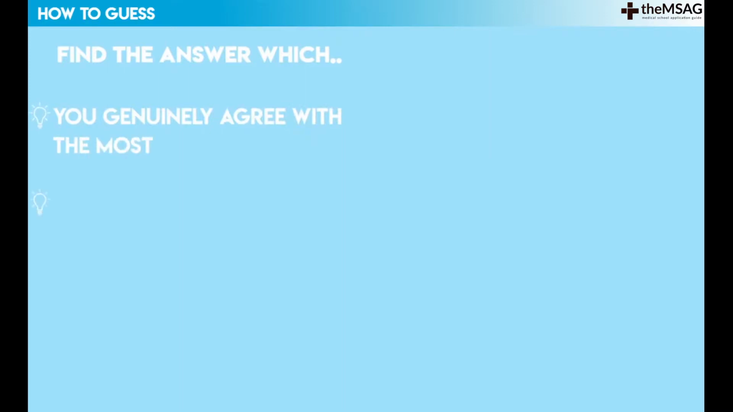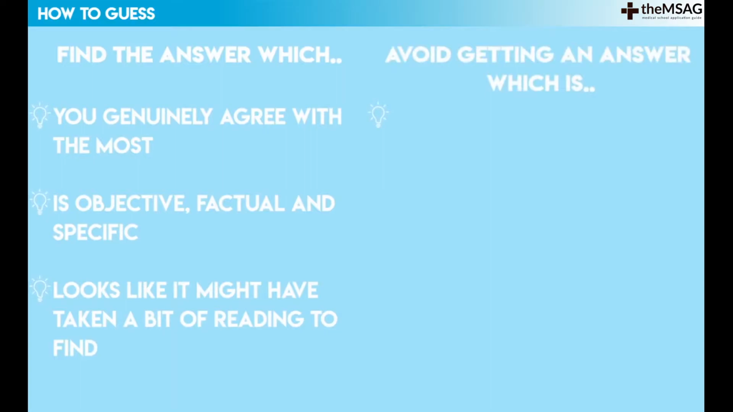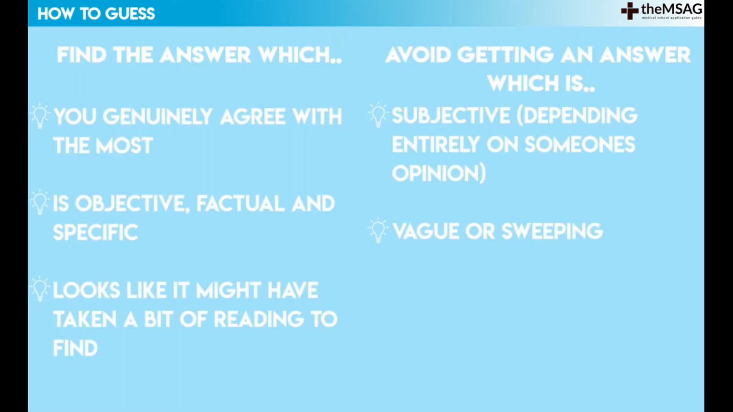Okay, so you're down on time or faced with an impossibly long passage. You want to guess, but decide you can spend just a few seconds choosing which answer to pick, so your guess isn't completely random. The clock is ticking. What should you do? Your priority is to find the answer which you genuinely agree with the most, is objective, factual, and specific, and looks like it might have taken a bit of reading to find. Similarly, you want to avoid guessing an answer which is subjective, depending entirely on someone's opinion, vague, or sweeping.